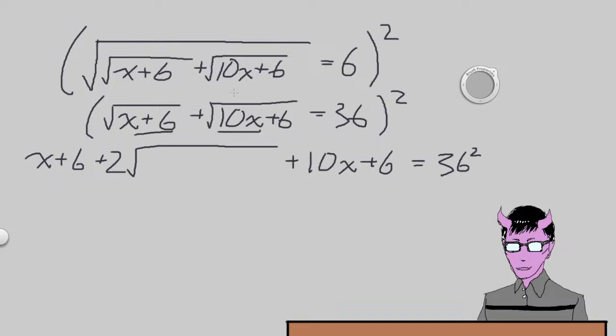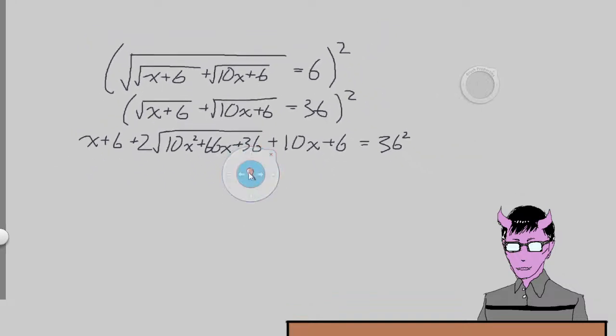So this one has another distribution to take care of, which is kind of annoying. So we have 10x times 10x, which is 10x squared. We have 60x plus 6x, so that's just going to be 66x. And lastly, we have 6 times 6. There we go.